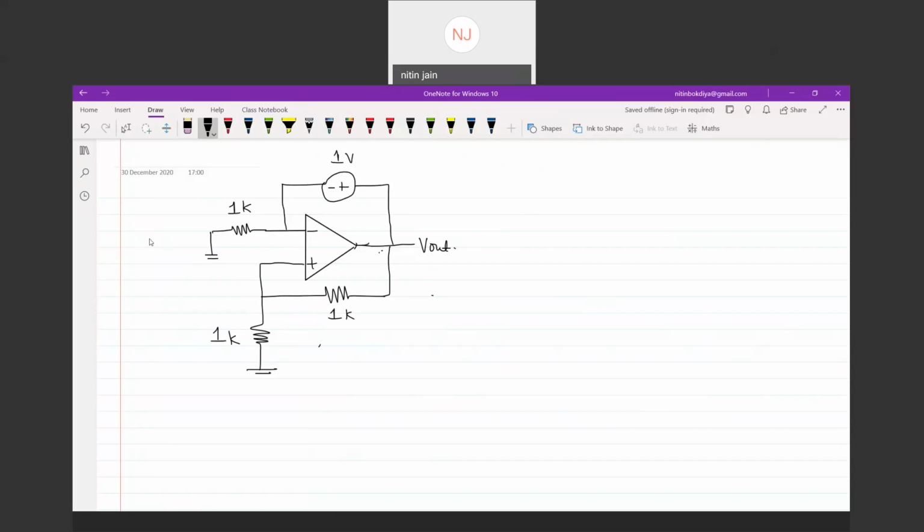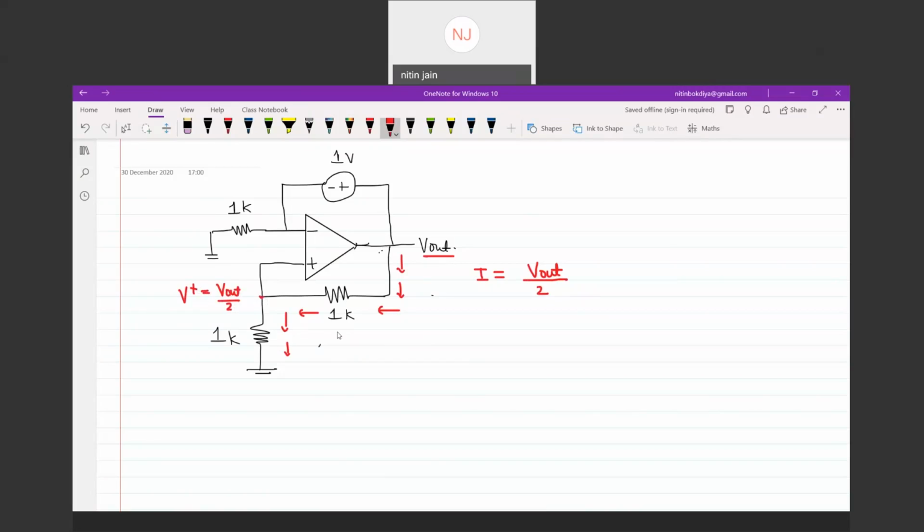So how to analyze this question? Let's say this potential is V out. So can I say there will be a current in this direction, and its value I is equivalent to V out divided by 2. So this potential is V plus, and the value of V plus is equivalent to V out divided by 2.